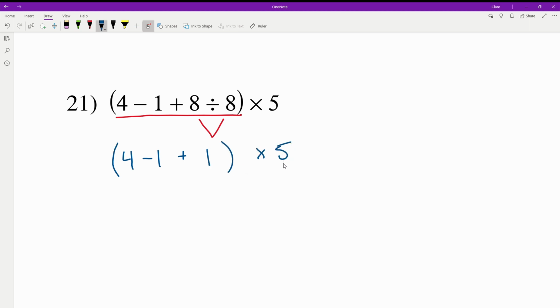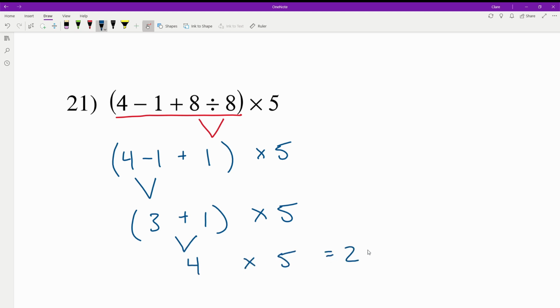Now you may be thinking multiplication comes next, but I still have these parentheses, so I'm still working within my parentheses, and then I'm going to work left to right, because remember, for addition and subtraction, those are interchangeable in the order of operations, so we work left to right. 4 minus 1 will come next, that will be 3, and then I'll add that to 1. 3 plus 1 will get multiplied by 5. 3 plus 1, still in those parentheses, still got to do these operations first. That's going to be 4, and 4 times 5 gives me 20. 20 is my solution in number 21.